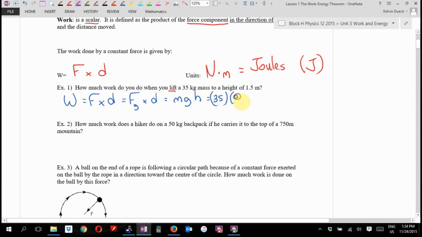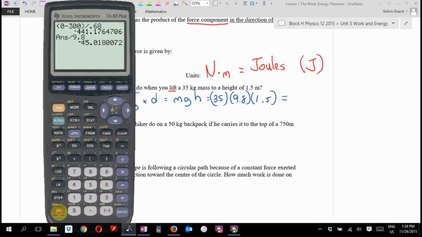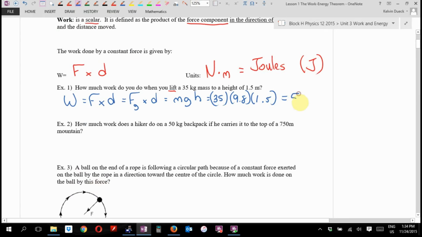It's going to be 35 times 9.8 times 1.5. That's 514. You know what? I'll go to 3 sig figs. 515. 515 what? Work. Joules.